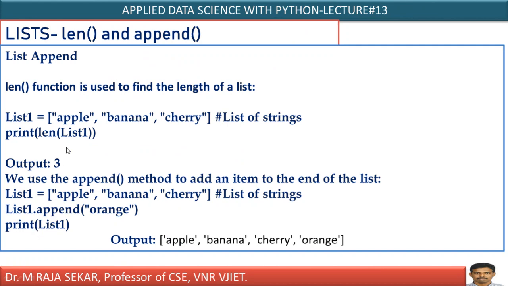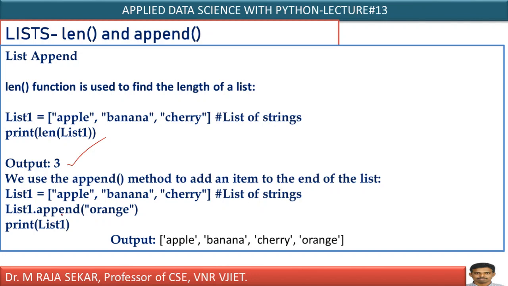The list append function, we will discuss this append function. This is a list. How can I find the length of the list? Len of the list name. What is my list name? The list name is list 1. Len of list 1: how many elements are there in this list? 3 elements. Therefore, in output you are getting 3. In list 1, I have 3 items.